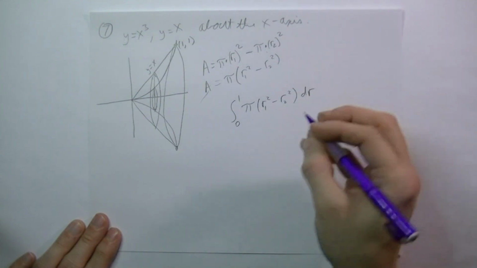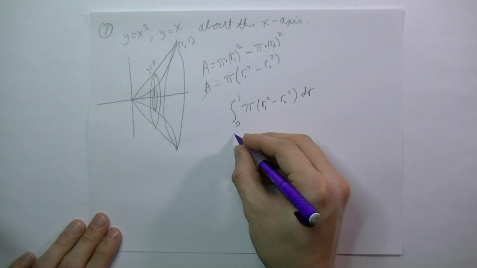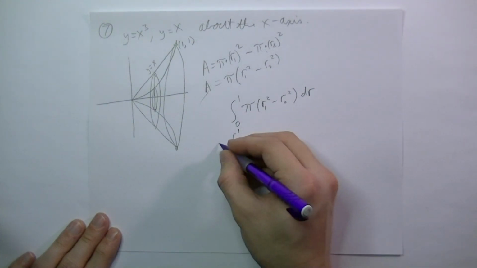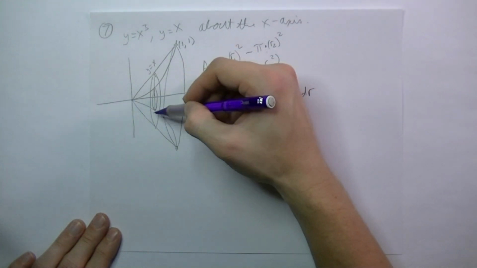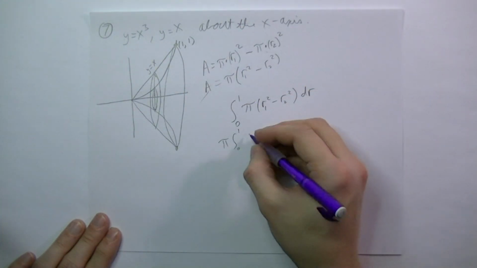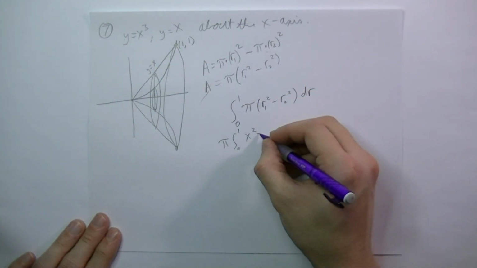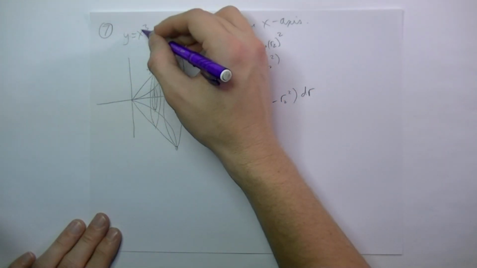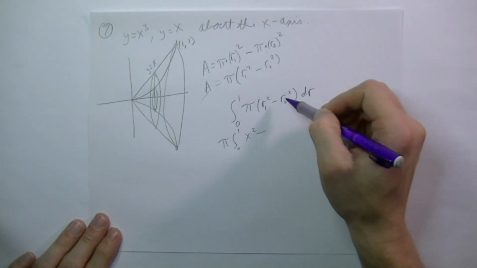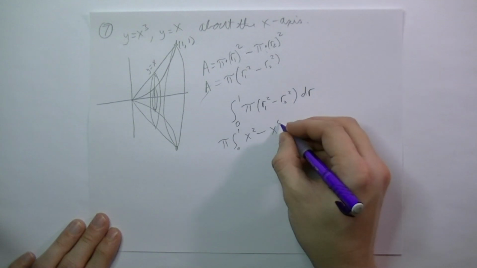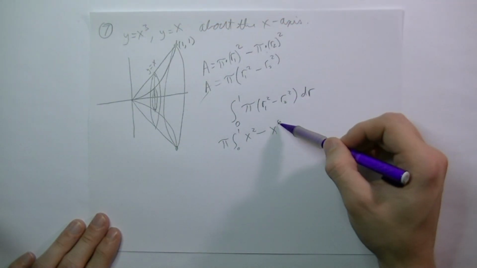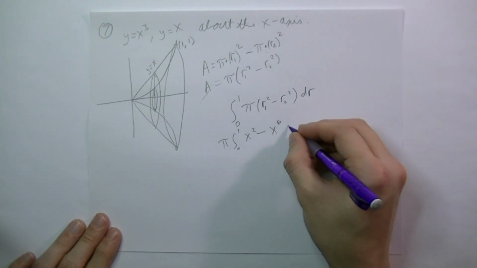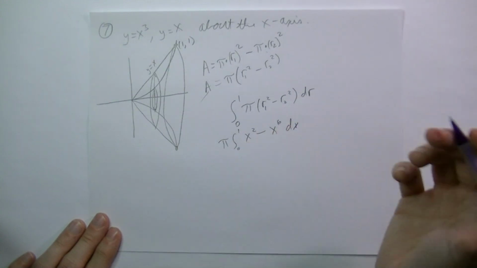Okay, well, I should have plugged in my numbers, huh? The pi factors out. Radius 1, the outside radius, is x. So that's just going to be x squared. The inside radius is x cubed, and when I square that, I'm going to get x to the 6th. Okay, x cubed, and I'm squaring it, gives me x to the 6th. And now I'm integrating with respect to x.